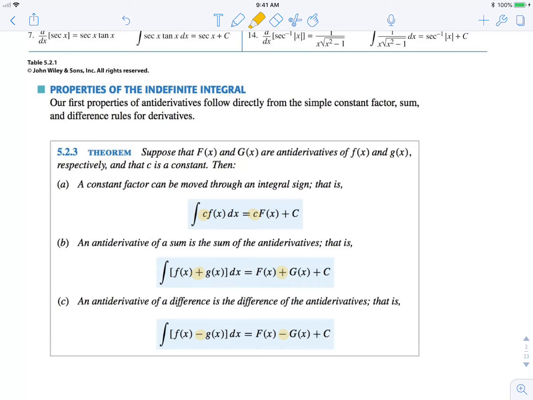antiderivative difference plus c. So let's get into some examples together in the next video.